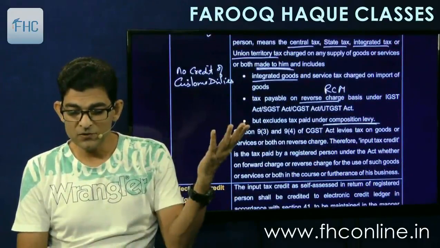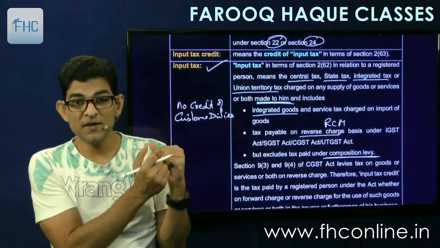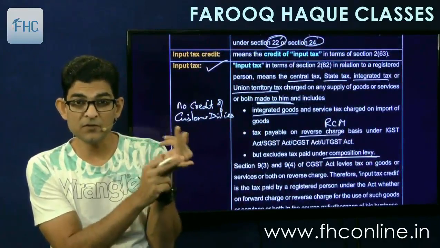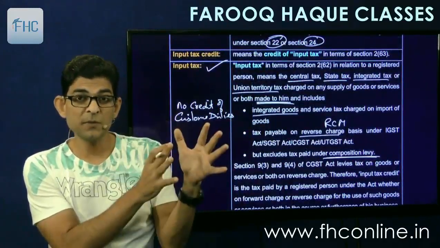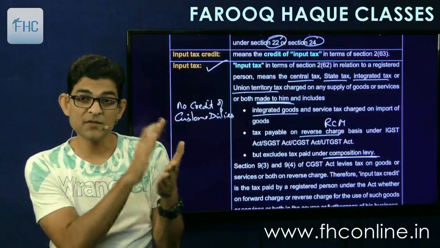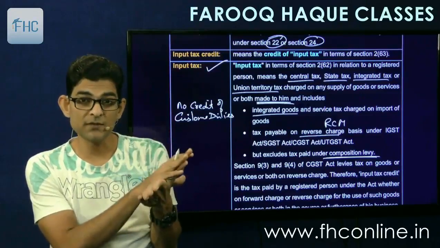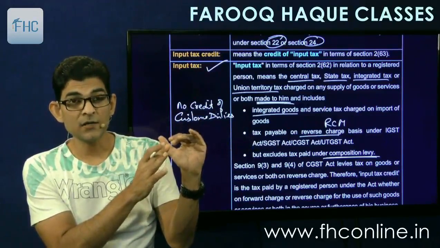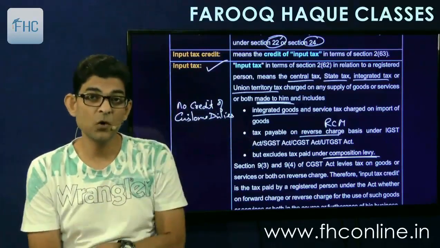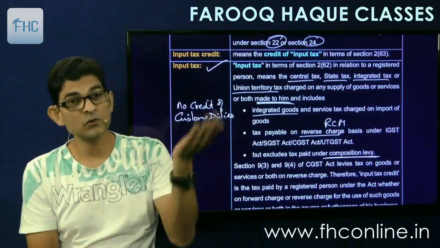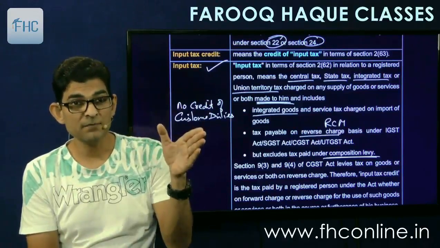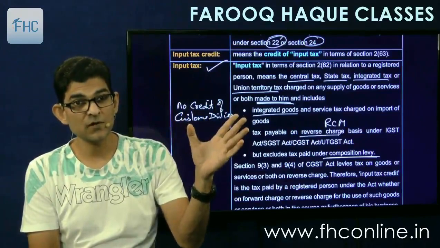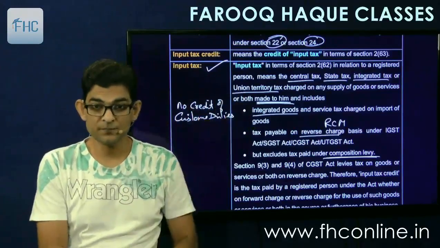So it's a simple definition. Whatever purchases we make, that is, purchases can be raw material, they can be capital goods, they can be input services. The tax which is paid on them, tax can be central tax, state tax, integrated tax or UT tax. All those taxes are called as input tax, and it includes the IGST that we pay on imported goods. It also includes the tax paid under RCM, but it excludes composition tax. Okay, excludes composition tax.